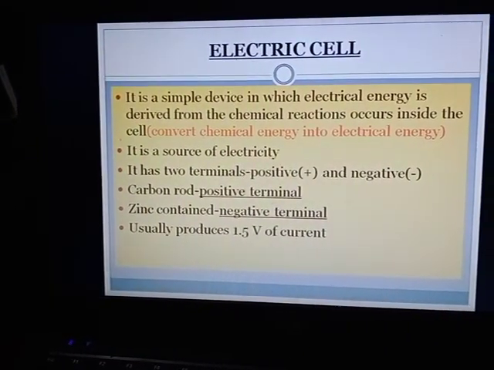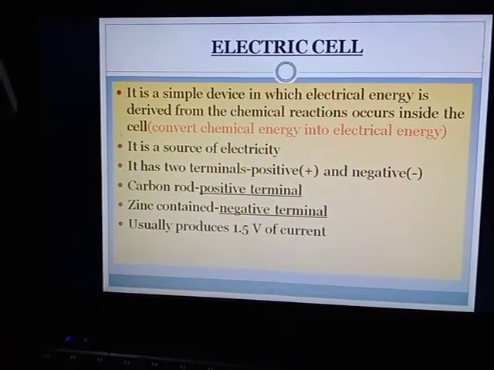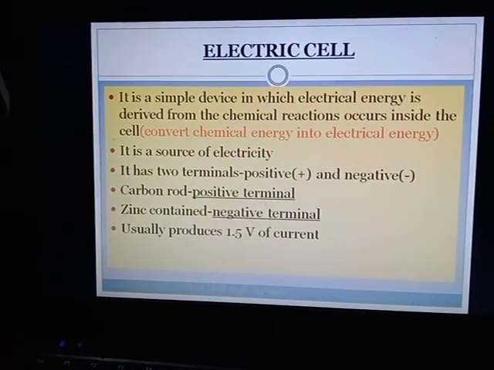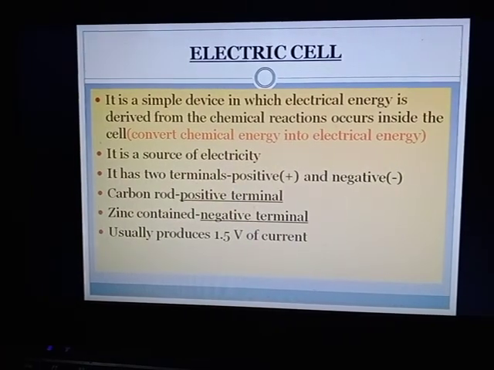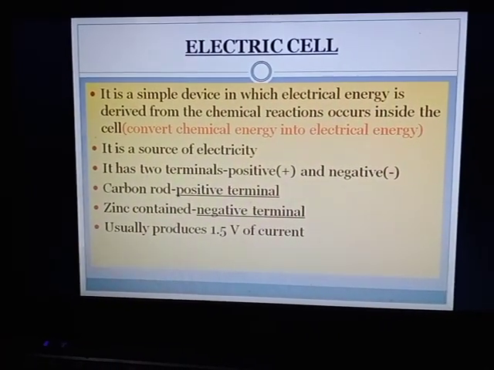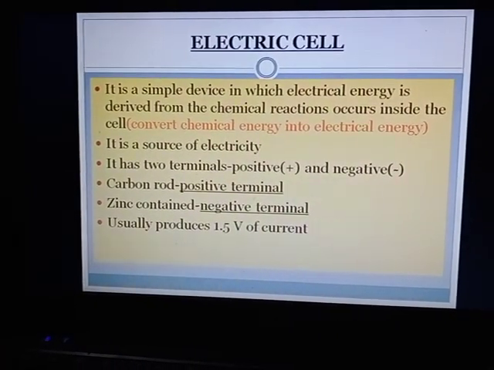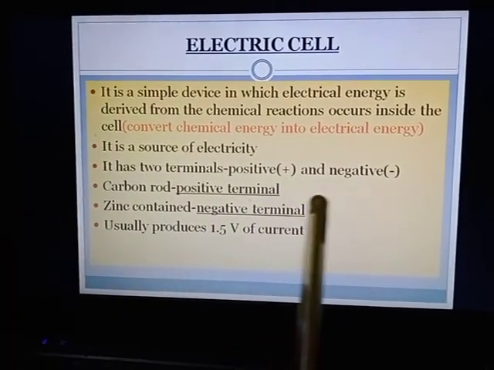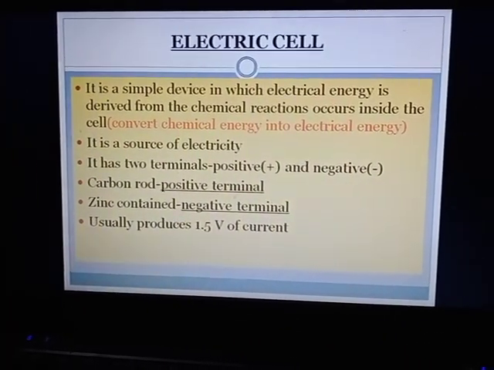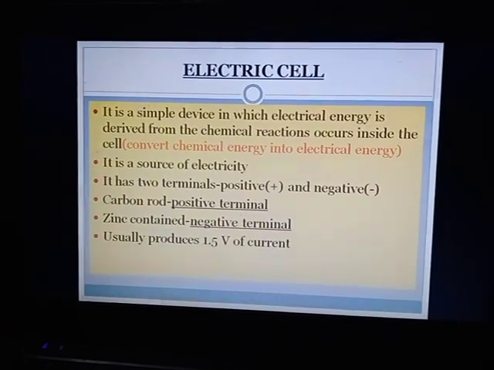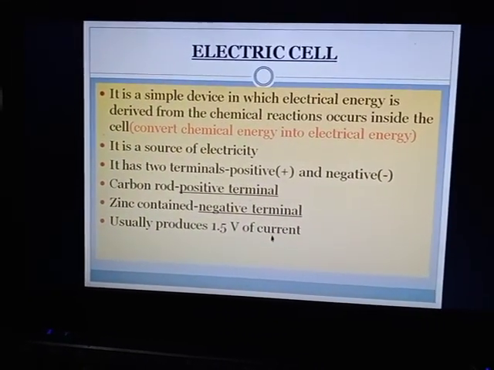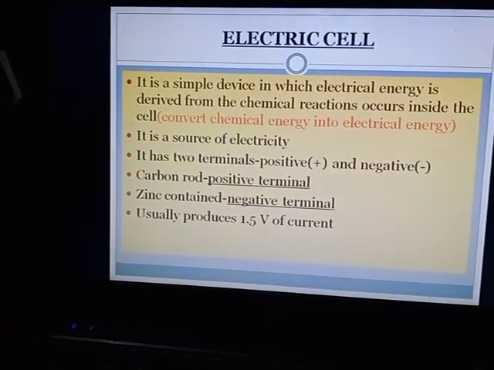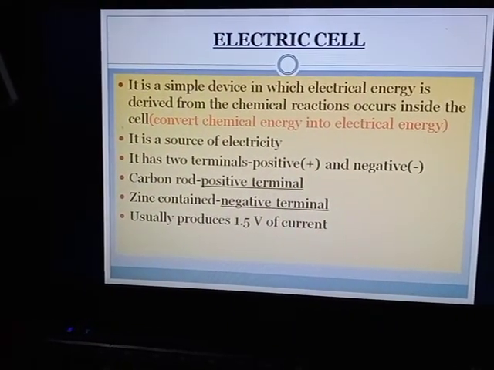Now next is the electric cell. When the power is gone, we use the electric cell as a source of light. So what is a cell? It is a simple device in which electrical energy is derived from the chemical reactions occurring inside the cell. It is a device which converts chemical energy into electrical energy. So it is a source of electricity.